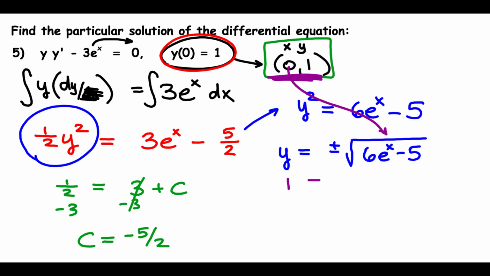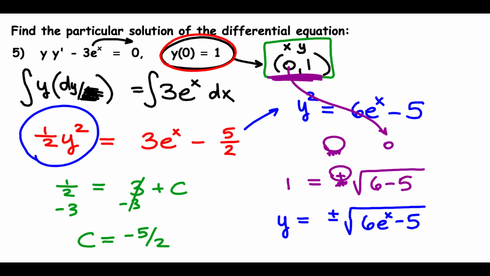So 1 is plus or minus the square root of, let's see, 6e to the 0 is going to be 1. 6 minus 5. All right, so 1 is either positive or negative, radical 1. Well, obviously, it has to be positive in this case. So the positive we're going to keep. The negative we're going to remove. So the blue answer is correct. We just need to remove the sign in front. In fact, I can remove them both since it is positive.